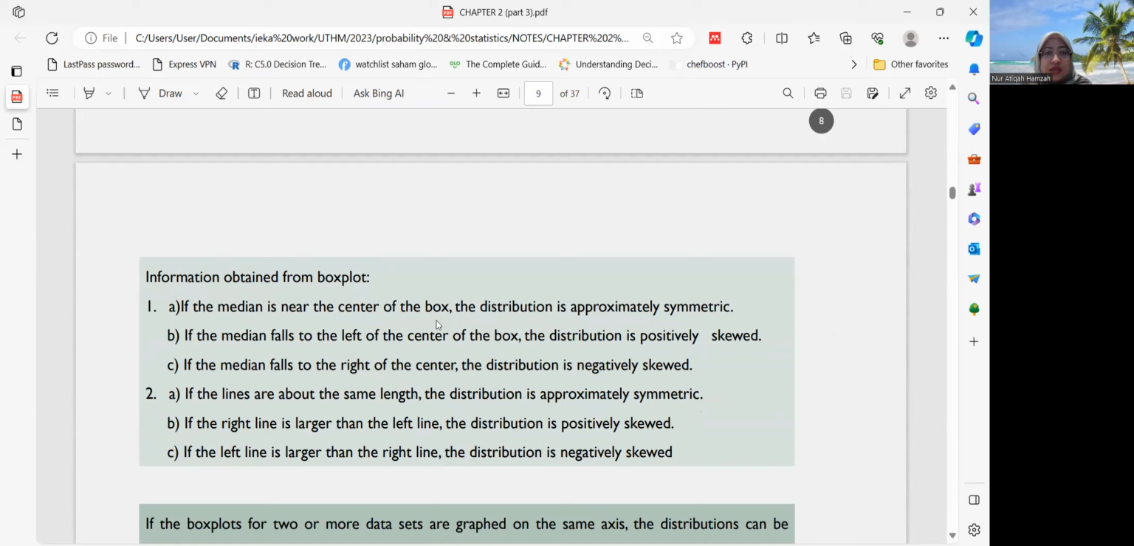If the median is near the center of the box, the distribution is approximately symmetric. The second one, if the median falls to the left of the center of the box, the distribution is positively skewed. If the median falls to the right of the center, the distribution is negatively skewed. And the second one is, if the lines are about the same length, the distribution is approximately symmetric. If the right line is larger than the left line, the distribution is positively skewed. If the left line is larger than the right line, the distribution is negatively skewed.